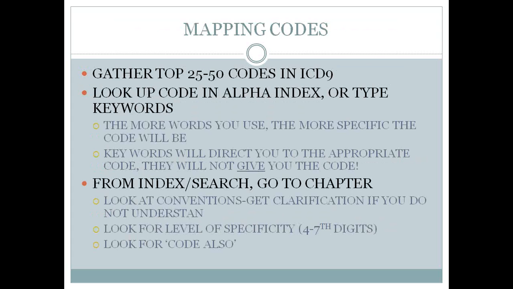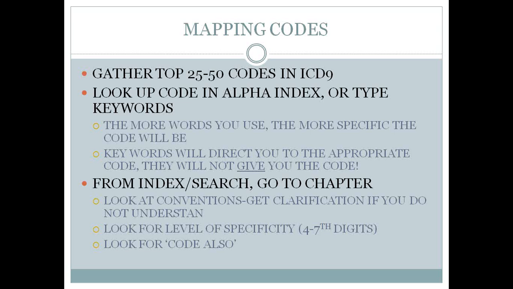Okay, so let's go ahead. We're going to get right into the mapping of the codes now. Hopefully what you did, and I spoke to you last week about this, is gather up your top 25 to 50 codes that you use in ICD-9. Then I'm going to show you a few different ways to look your codes up, or type in keywords. I'm going to show you both a manual way to do it and an online way to do this.